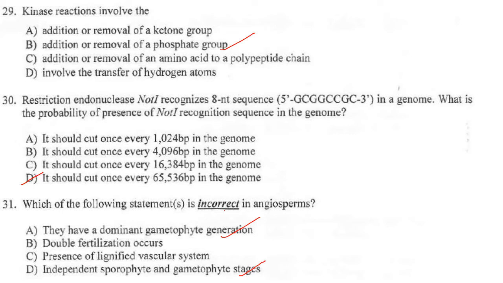Then which of the following statements is incorrect in angiosperm? So they have dominant gametophytic generation, that is incorrect. Then double fertilization occurs, that is correct. Presence of lignified vascular system, that is also correct. And independent sporophyte and gametophyte stages, that is also not correct. So answer is option A and D.